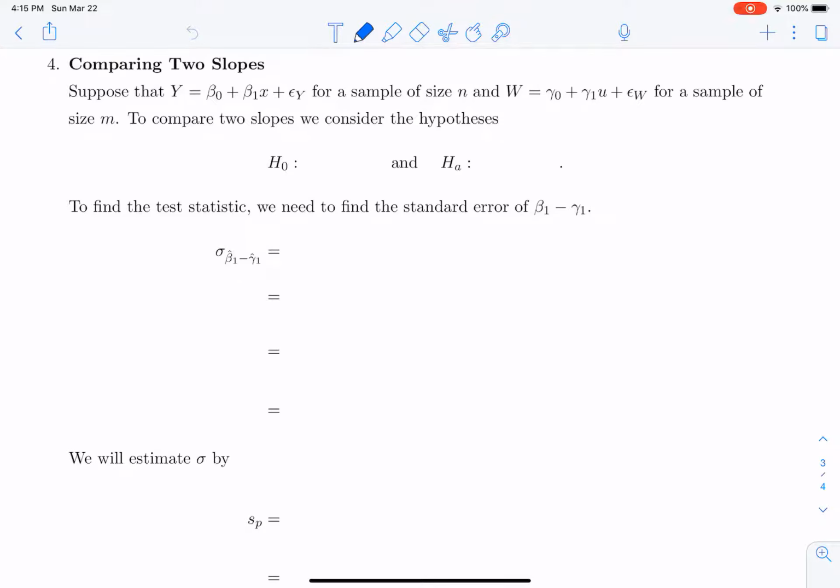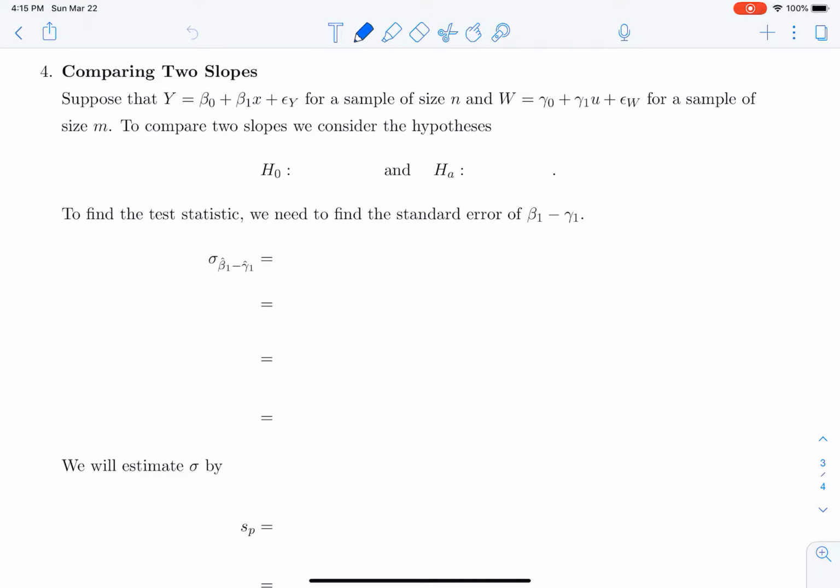I would like to finish by showing how we can compare two slopes from two different regressions. So I'm going to let y be beta 0 plus beta 1 x plus epsilon sub y for a sample size of n, and w is going to be gamma 0 plus gamma 1 u plus epsilon sub w. Here I want you to see that y is a function of x and w is a function of u. So we're going to compare two slopes.